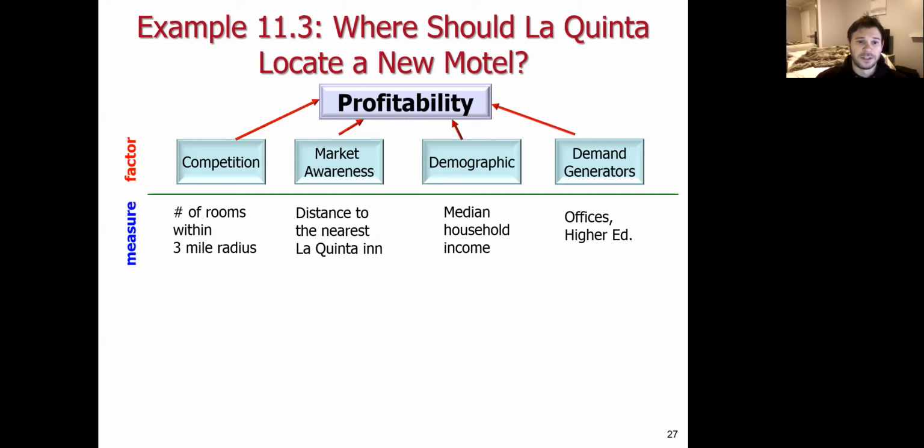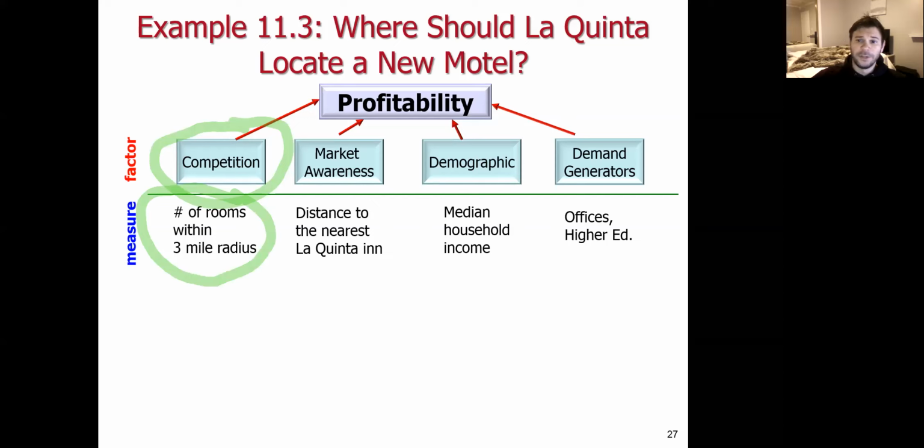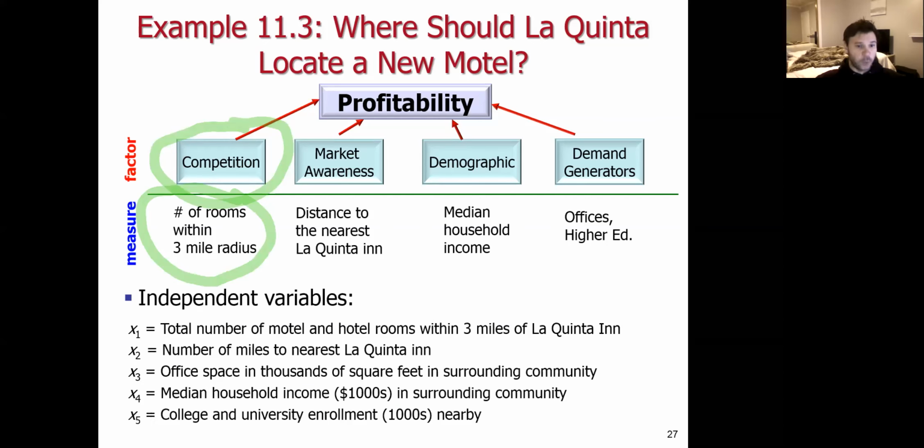So now the model is a little bit more complicated. We have these different factors that we are interested in here. Competition was the factor, and then we thought about how we would measure that particular factor. So again, here is our factor, and here is the way we were measuring that factor. We're going to think about building a slightly more complicated model that has not just one independent variable, but multiple independent variables. The independent variables we're going to consider here still include the competition variable x1, but we're going to also add a few other variables.